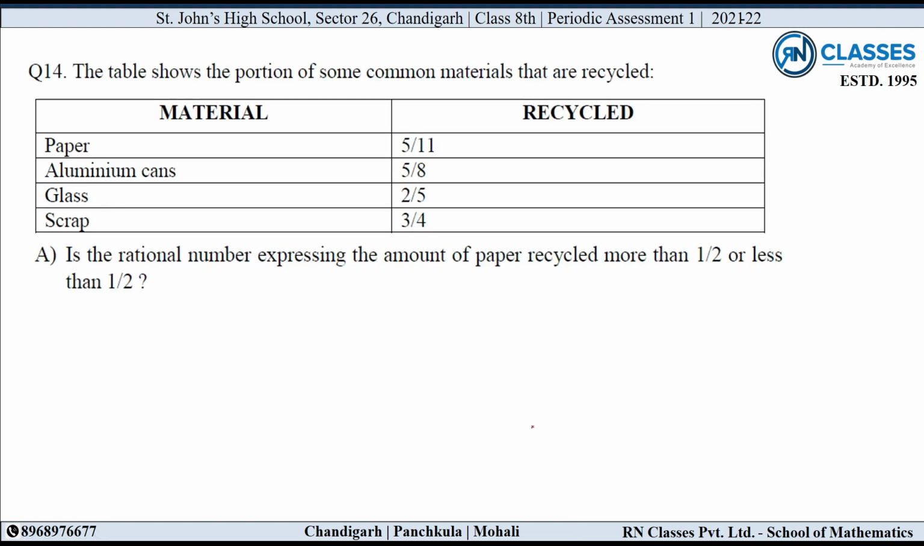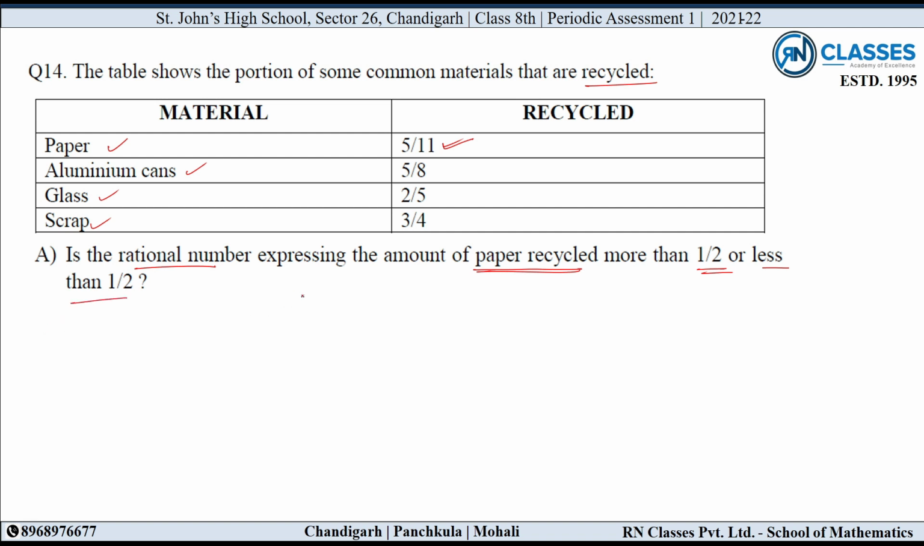Moving on to the next one, question number 14. Right? अब ये question में आपको ध्यान से पढ़ना है, then only you will be able to solve. Right? The table shows the portion of some common materials that are recycled. Okay, we have paper recycled 5 by 11 times. Aluminium cans 5 by 8, glass 2 by 5, and scrap 3 by 4. Now, read the first question. Is the rational number expressing the amount of paper recycled? So, कौन सा number है? ये वाला. More than 1 by 2 or less than 1 by 2?